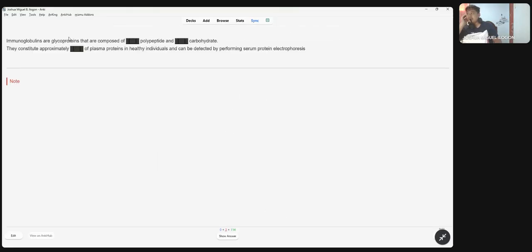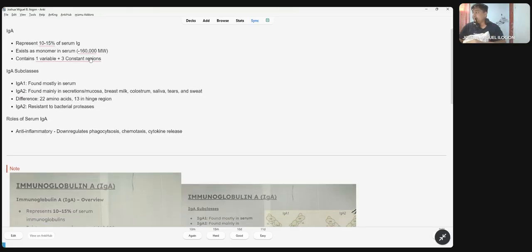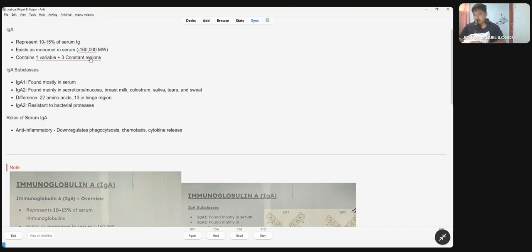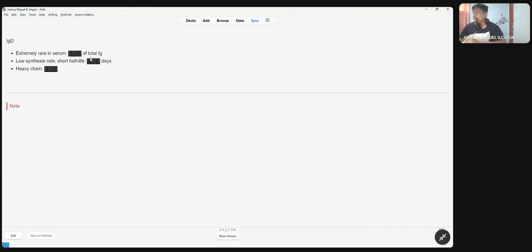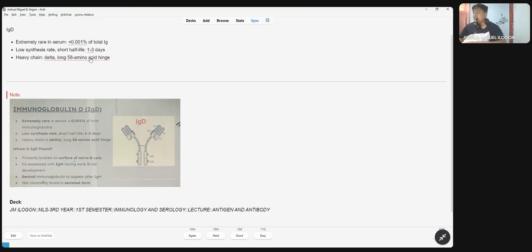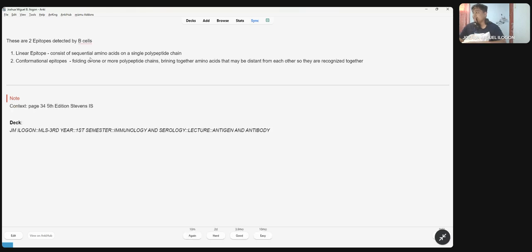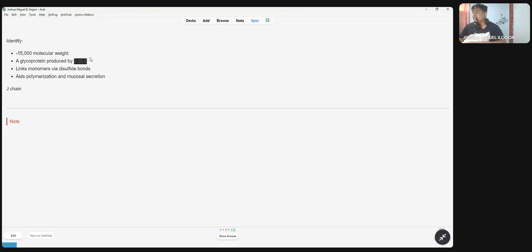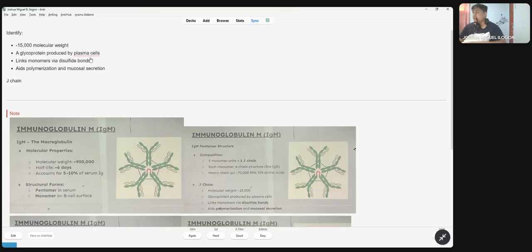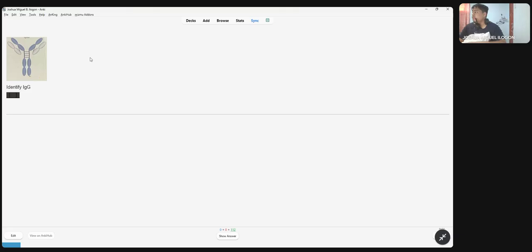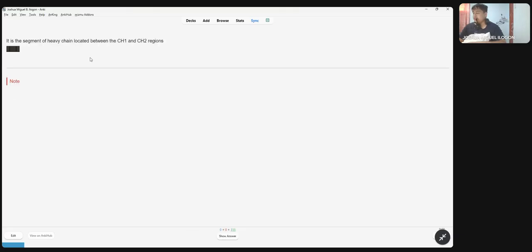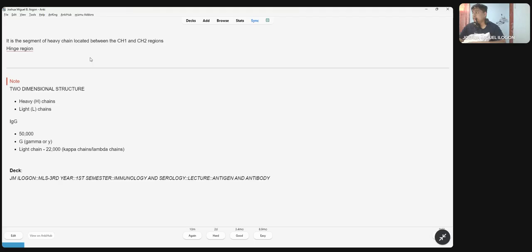Antigen and antibody, immunoglobulins and glycoproteins that are composed of. See, I forgot about this. Okay, I think it's important too. 0.001%, 1 to 3 days, delta along 58 amino acids. J chain, cells. IgG3. Oh, okay. IgG2. Hinge region.